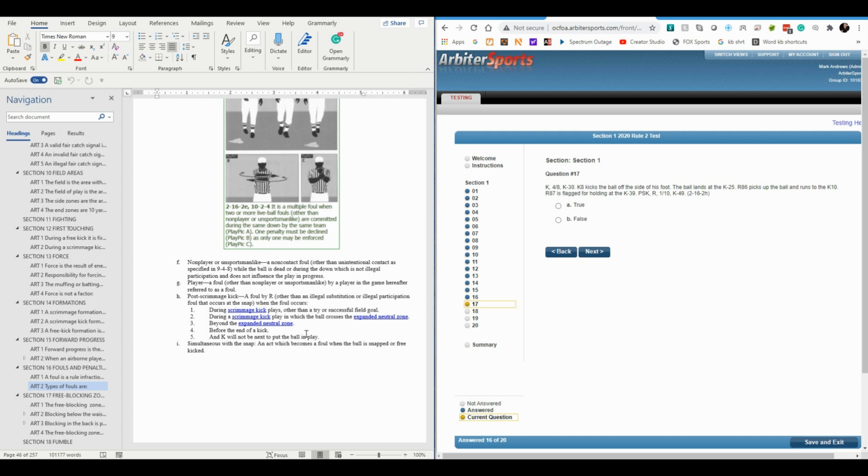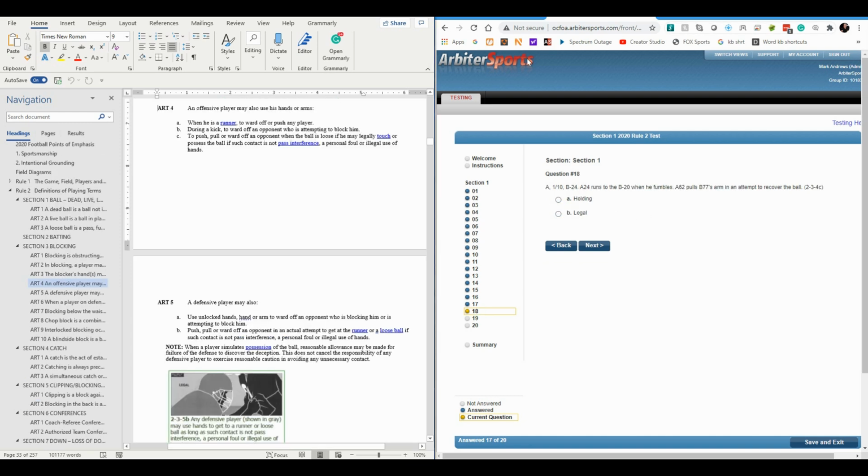Instead, it is enforced from the spot of the foul, because the foul occurred behind the basic spot, which is the end of the run, which is the K10. The holding occurred at the K39. This is the all but one principle. So everything's right here: R 1st and 10 from the K49, except it's not a PSK foul. So this is kind of a trick question. The answer is false. All right, let's move on.